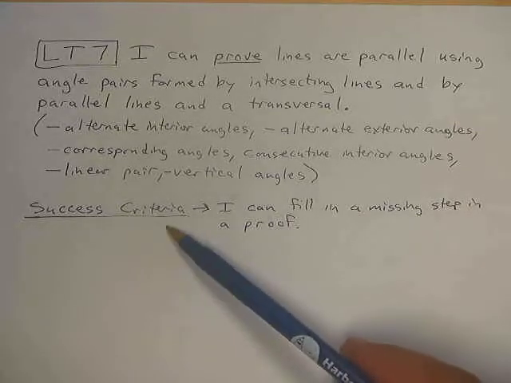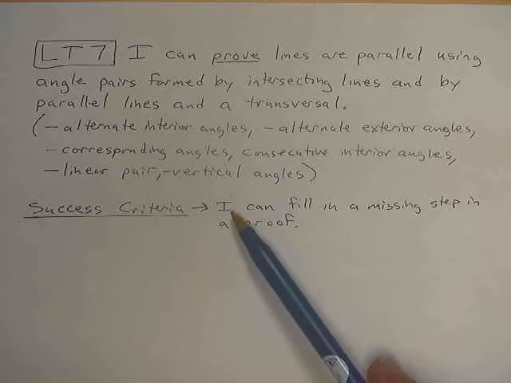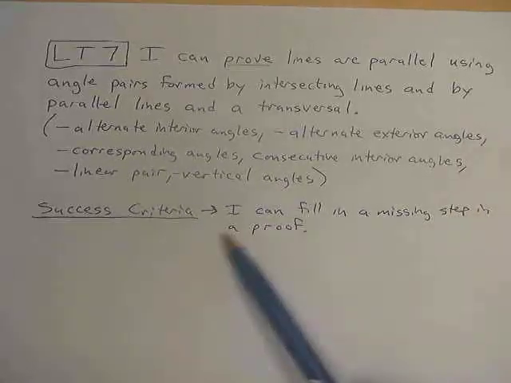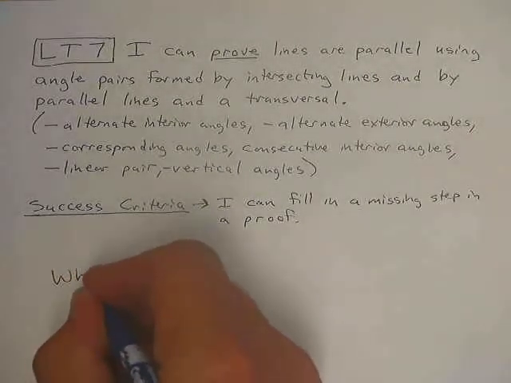Now, we're going to talk about success criteria. For you to be successful, I want you to be able to fill in a missing step in a proof. Now, you're probably thinking, what exactly is a proof? What is a proof?